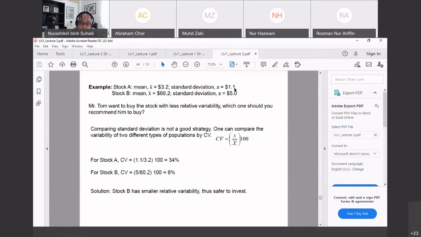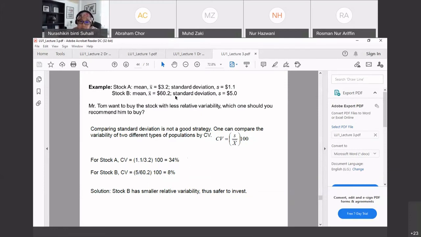It will be more meaningful if we find the percentage. For example, when we find the CV for the first situation, we divide the standard deviation 1.1 by the mean 3.2 and multiply by 100. It gives 34%. That 34% means that is the amount of variation, a 34% difference. So that is the coefficient of variation.